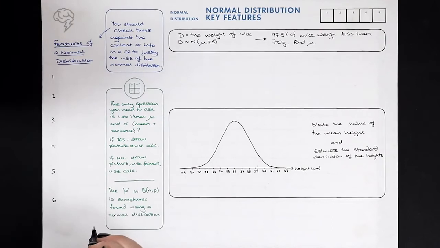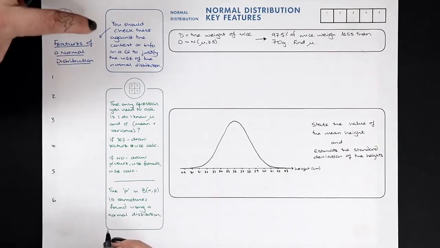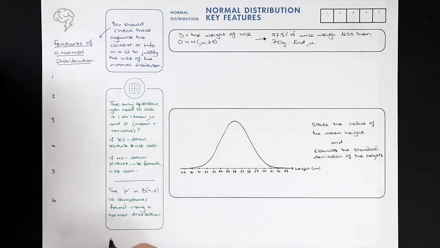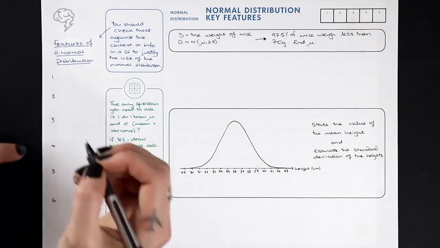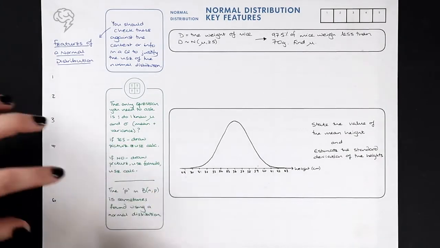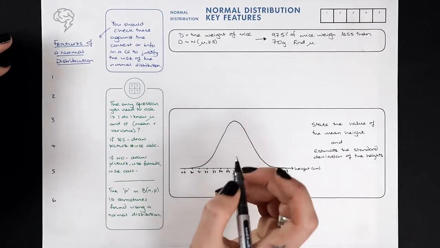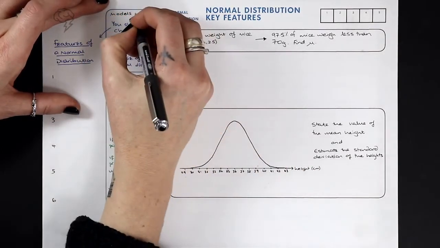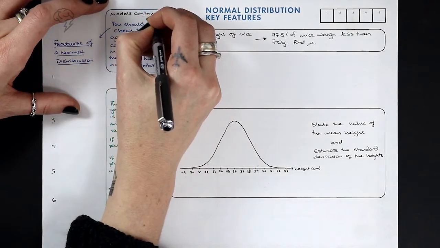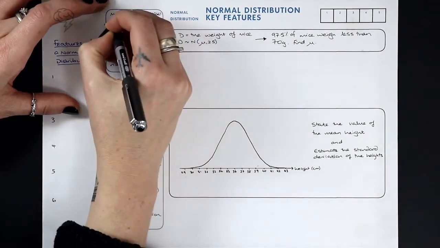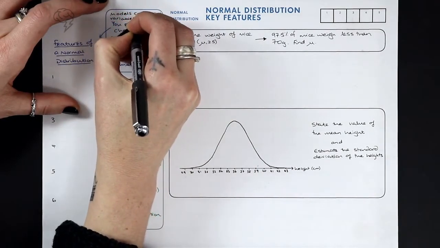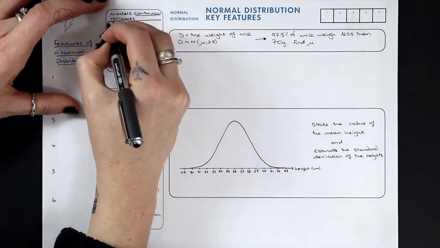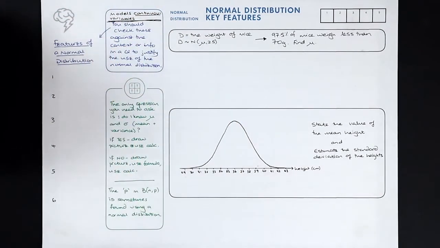I was going to say it models continuous variables, but I think I'm just going to have that not as a feature of a normal distribution. It's just that the normal distribution is used to model situations in which your variable is continuous. So things like height, weight, length, volume, that sort of thing.